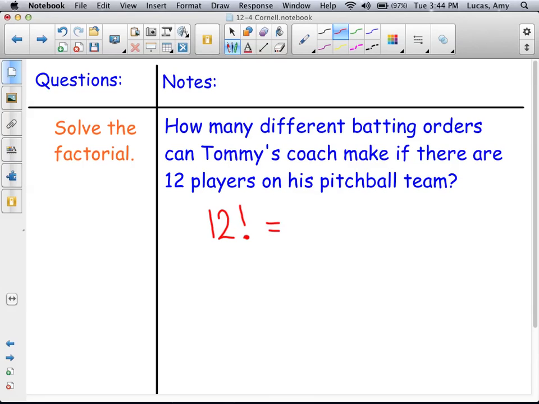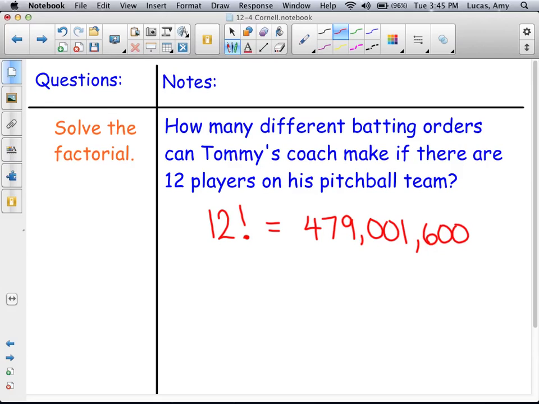12 factorial, we could multiply out 12 times 11 times 10 times 9 and so on. Or we can just use our calculator and enter in our factorial, and it gives us this fantastically large number right here. So 479,001,600. That's how many different batting orders Tommy's coach can make for the 12 boys on his pitchball team.